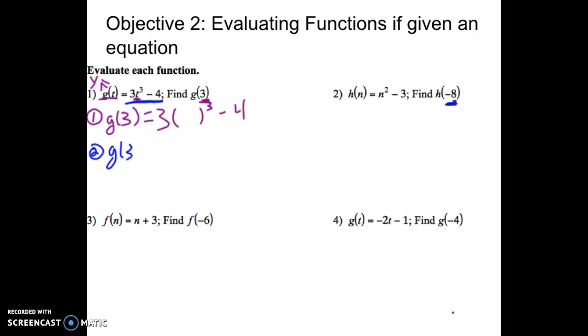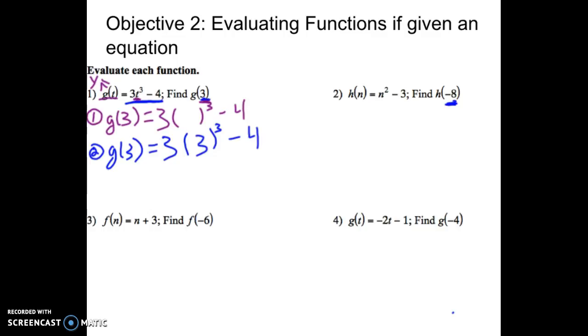The second step is to actually put inside the parentheses my input. So g of 3 equals 3 times 3, right? My input is 3, cubed, minus 4. The only difference between the first and second step is that I actually identified my input inside the parentheses. I need to see this step by step. I need to see the parentheses, and I need to see step 2, what goes inside the parentheses. And then finally, step 3.